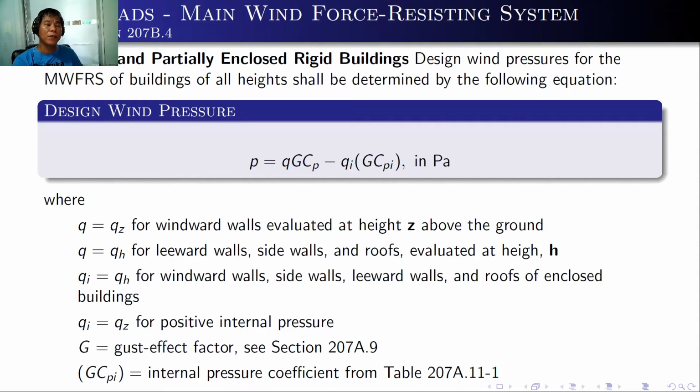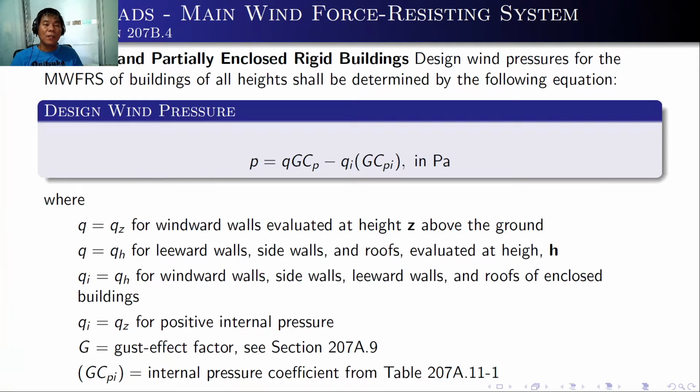The design wind pressure for MWFRS of buildings of all heights shall be determined by the following equation. So this is a general equation in determining the design wind pressure for enclosed rigid building. So the pressure p due to the wind is q G Cp minus qi times GCpi, and the result is in Pascal. Take note, the terms in parentheses is usually taken as one. So that's why it was put in parentheses.